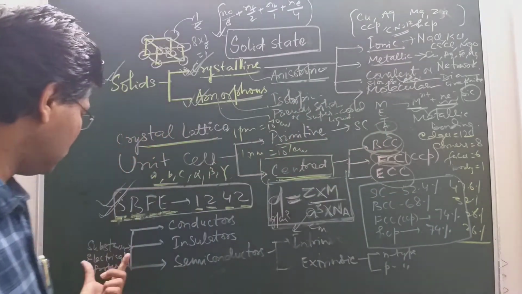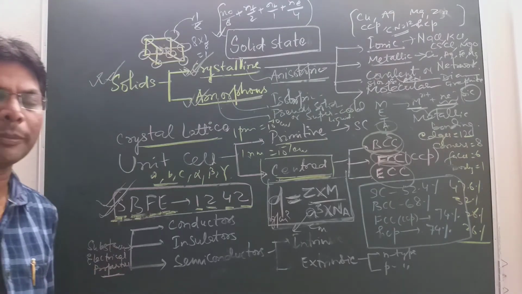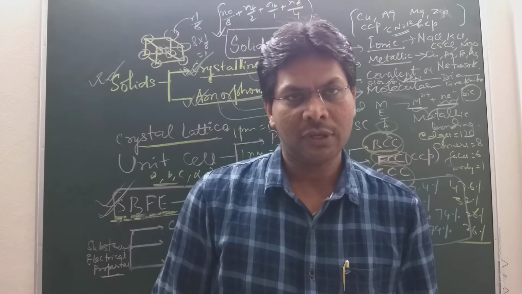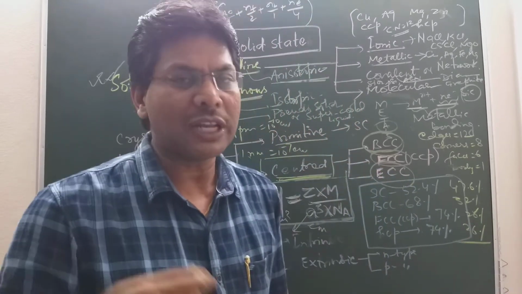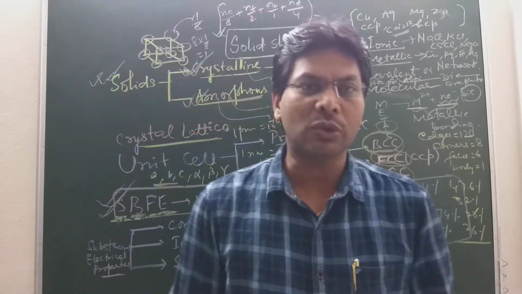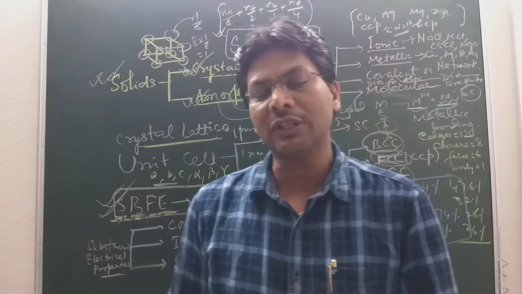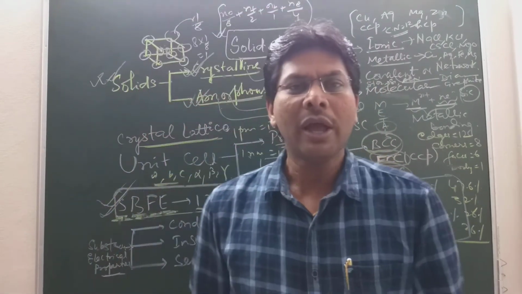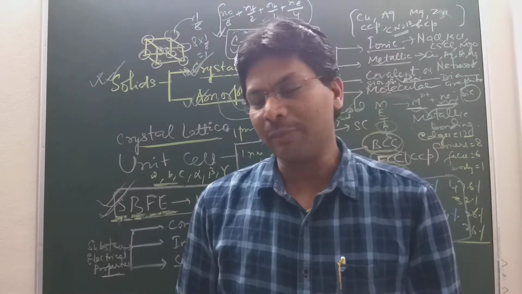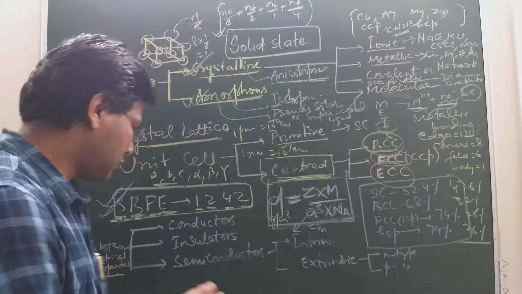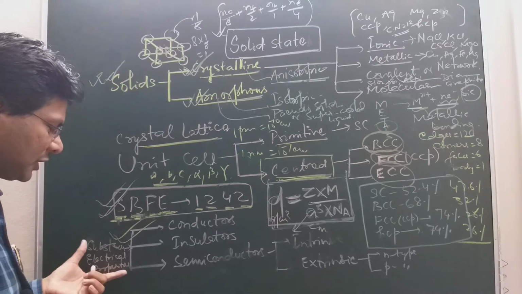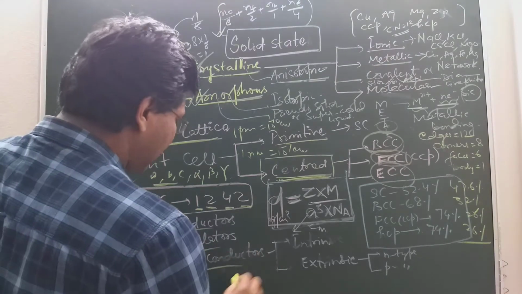Now coming to substances on the basis of electrical property. On the basis of electrical property, substances are broadly of 3 types. Conductors, through which electricity can pass easily; insulators, through which electricity cannot pass at room temperature; and semiconductors. Semiconductors at low temperature behave as insulators and become conductors at higher temperature.